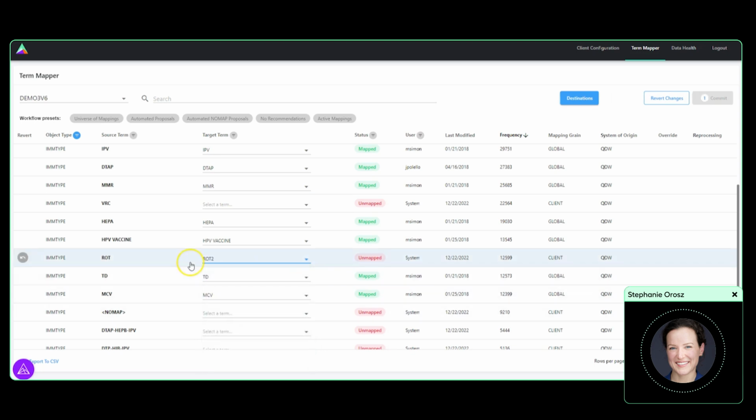So by matching this source term ROT to ROT2, which is what our quality measure engine is looking for, we've potentially captured an additional 12,000 instances of compliance for the numerator for this particular quality measure.